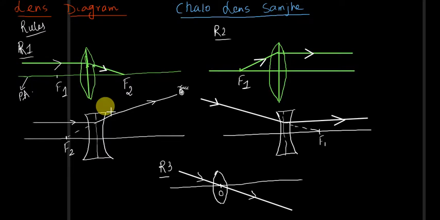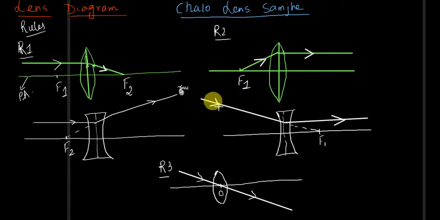So if any ray parallel to the principal axis is incident on a lens, then either the ray will meet at the second focus, or the ray will seem to have come from the second focus if you put an eye on the emergent ray. Now let us go to rule number 2. If any ray is coming from focus, it will pass parallel to the principal axis. It is just the opposite of what happened in rule number 1.